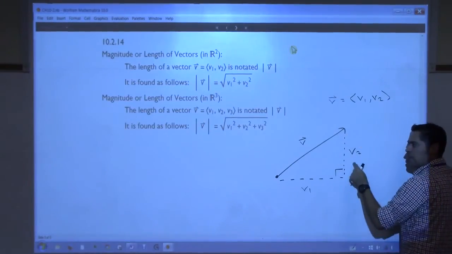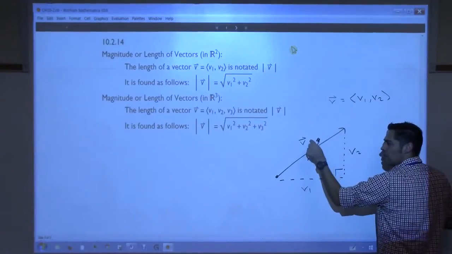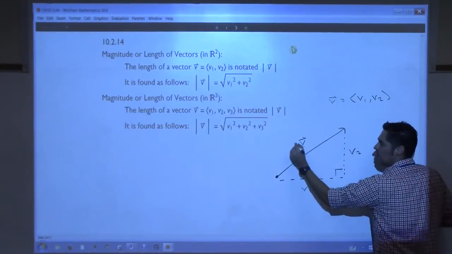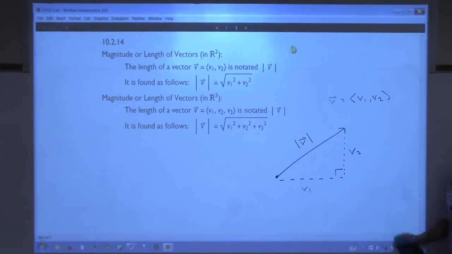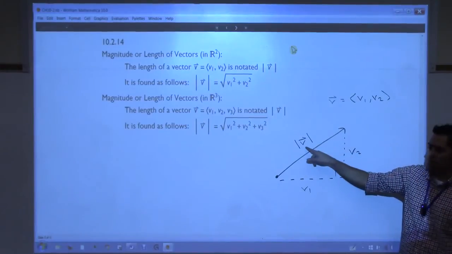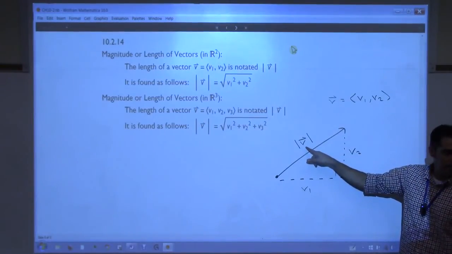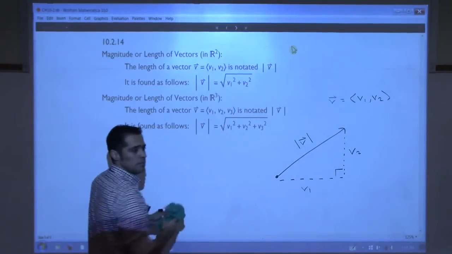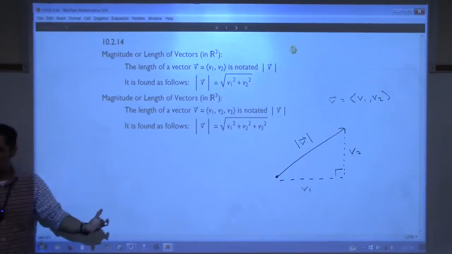So a squared plus b squared should be equal to not V, but this length. So we use the absolute value to represent that length. V1 squared plus V2 squared should be equal to this length squared. Then you take the square root on both sides and you get this formula. Does that make sense? And if you go to three-dimensional space, it's the same thing.